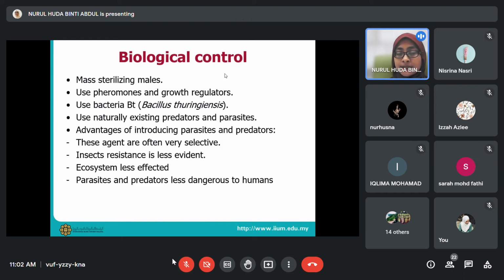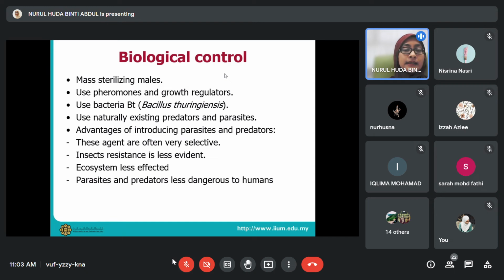Okay, now we are talking about pests. So when it mates with the female, imagine the male is sterile, so even if it mates many times, it won't produce a next generation. So that's how the biological control works. And then you can also use pheromone and growth regulator.